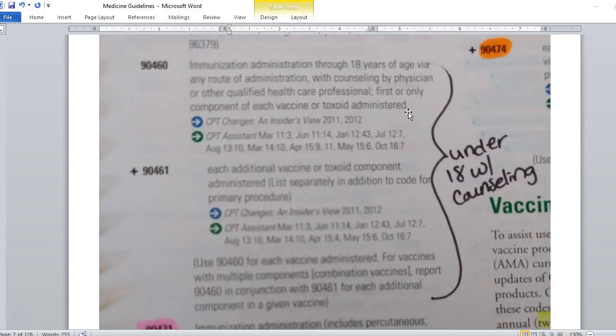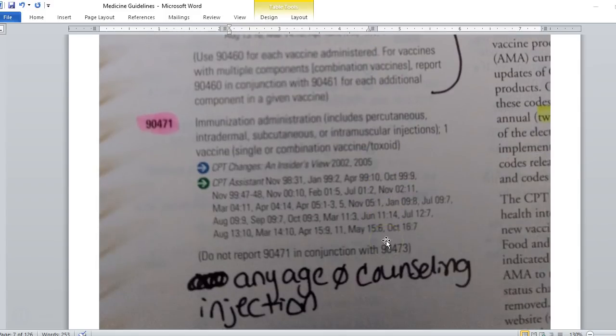However, no counseling leads us to 90471, and its add-on code 90472. Couple things you need to know. This is, again, for any age without counseling, but these are all injections. You'll notice it says percutaneous, intradermal, subcutaneous, or intramuscular.